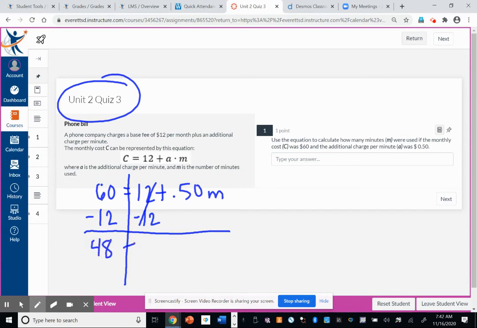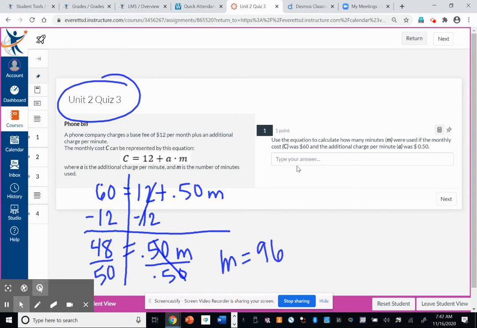And that is equal to 0.50 times M. So our last step to solve for M is to divide by that 0.50. And so 48 divided by 0.50 is equal to 96. So M equals 96. All right, so you put a 96 in the box here. Move on to the next question.